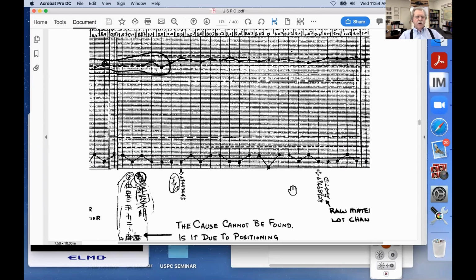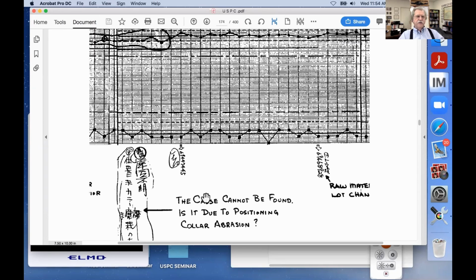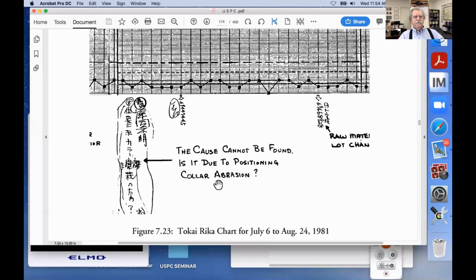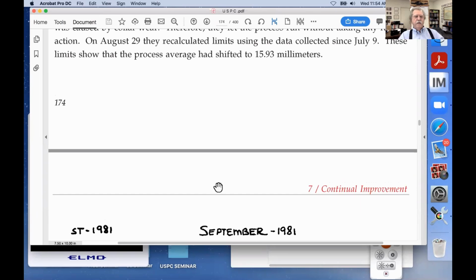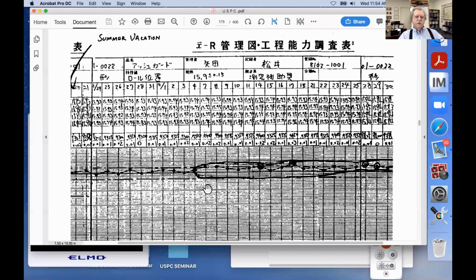Cannot find the cause. Is it due to positioning, collar, abrasion? So here, since they can't find anything to fix, they fix the chart. They revise the limits upward to fit the running record as it runs along, still 100% conforming. Then it goes above the limits again in September.